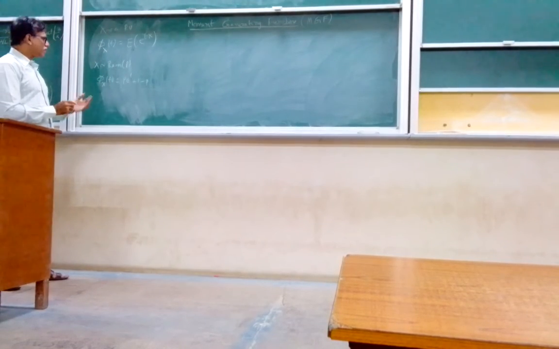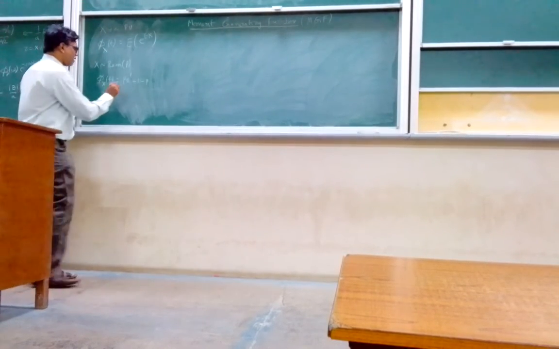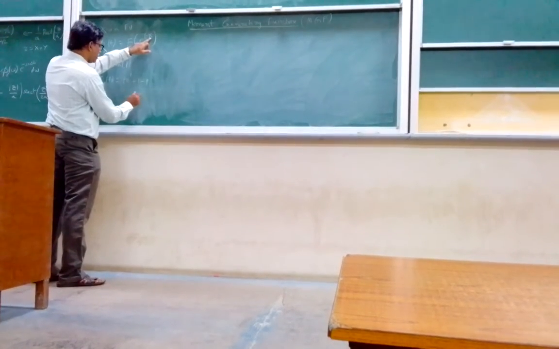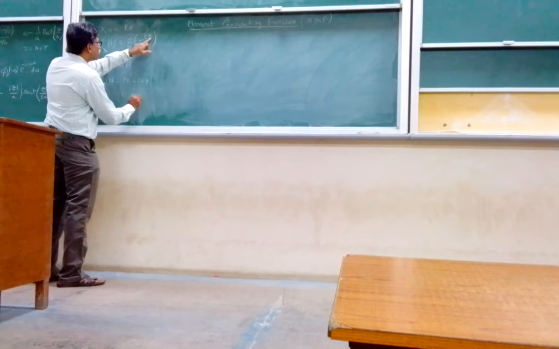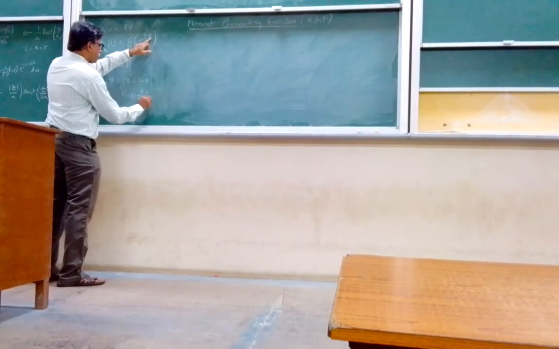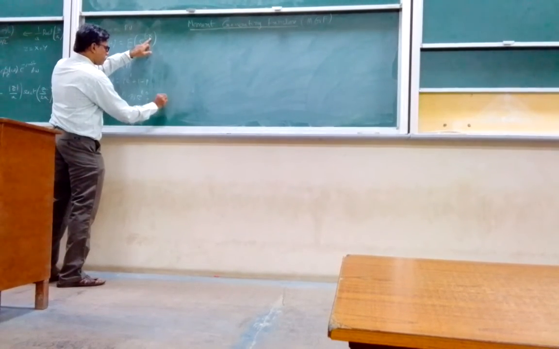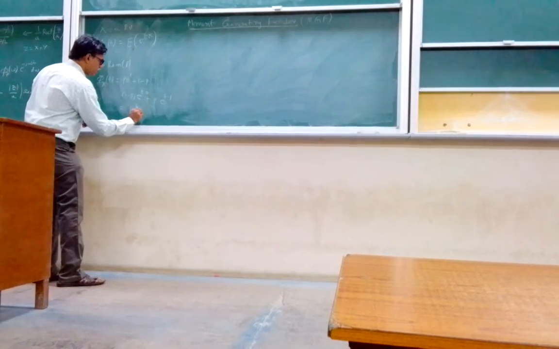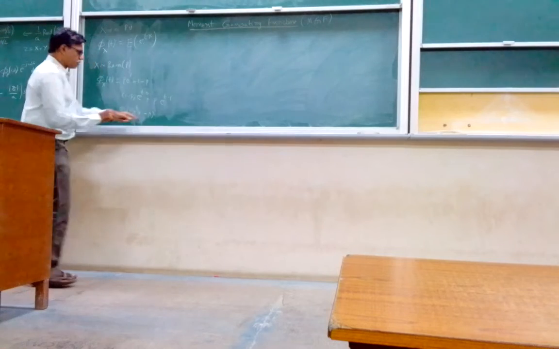That again follows simply because X can take only two values, 0 or 1. It is (1 minus p) into e power of t into 0 plus p into e power of t into 1. That is what you get: p e power of t plus 1 minus p. This is for Bernoulli.